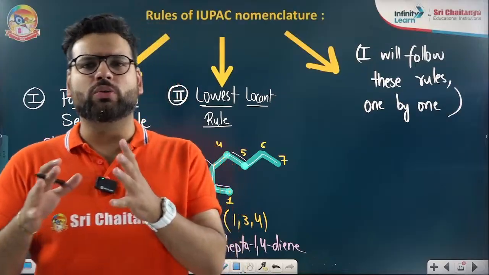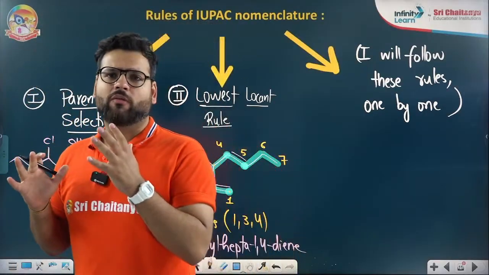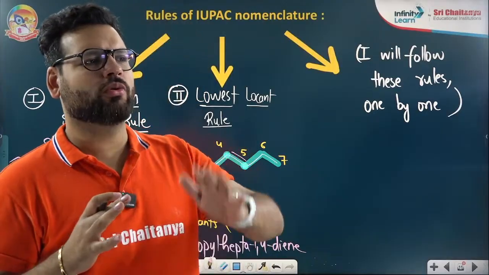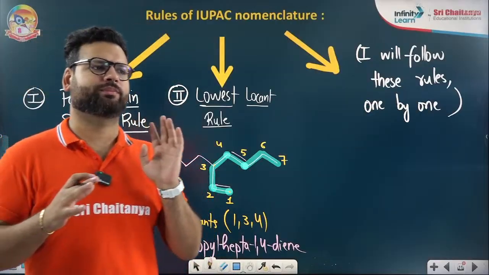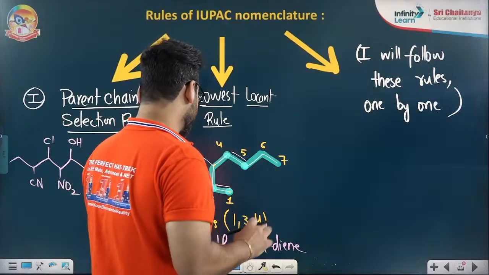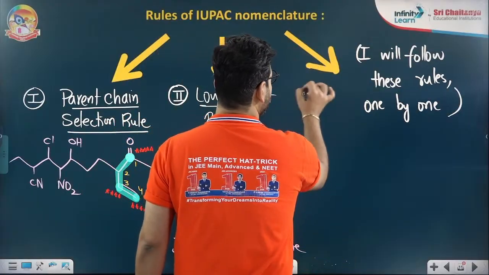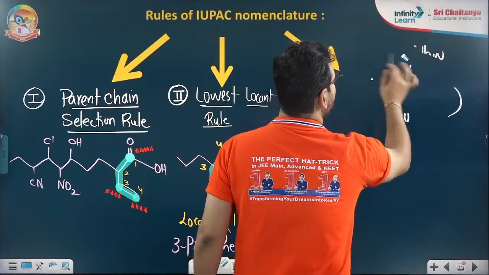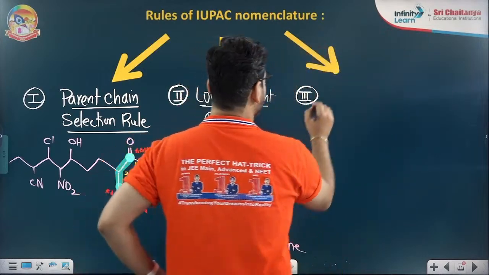Whenever your rule 2 is not able to give you a proper answer, whenever rule 2 fails, then go to rule 3. What is the rule? Rule is dictionary rule. Open the dictionary and this will tell you the answer. We'll call it the prefix rule.